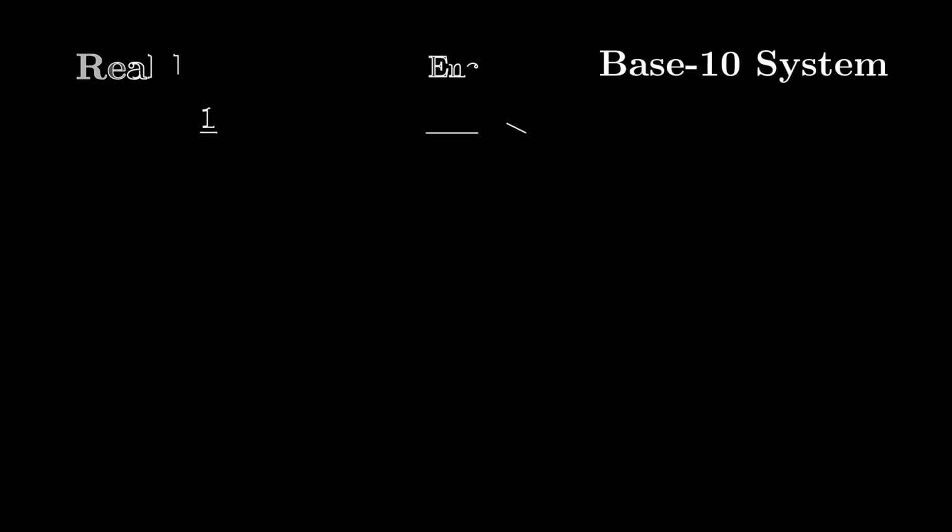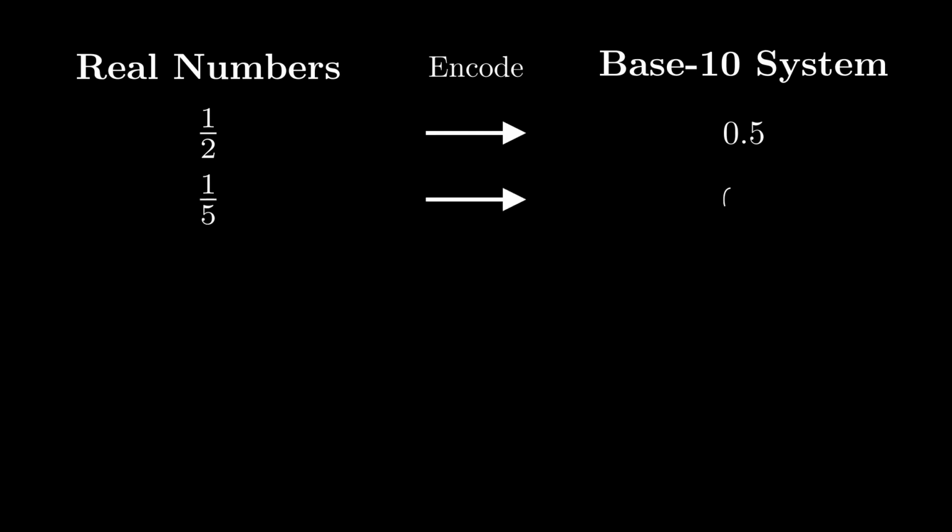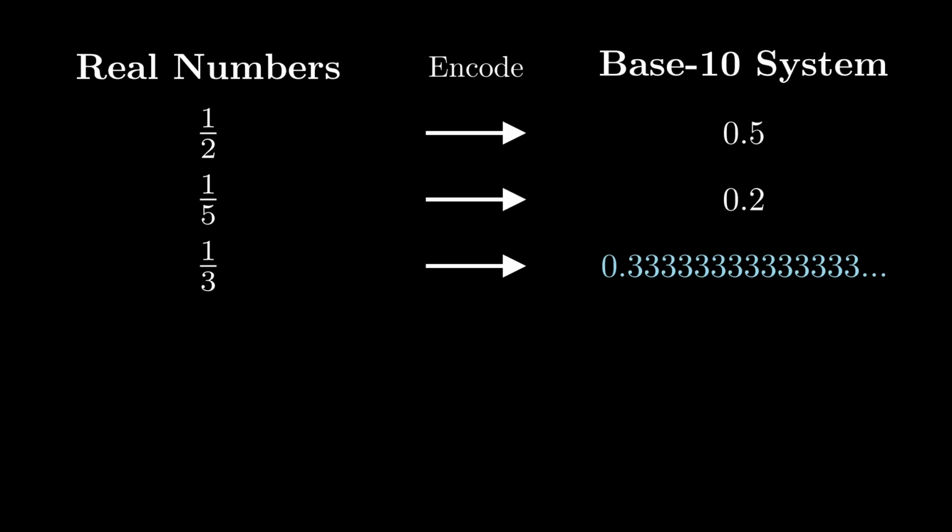If I tell you to represent or encode the value 1 over 2 in this system, it's pretty easy, right? It's 0.5. 1 over 5 is 0.2, great. What about 1 over 3? How would you represent this value using the base 10 system? Well, you could type out 0.3, but that's not really correct, is it? 0.33 is better, but still way far off. You can keep on adding 3s and you'll certainly improve the precision of your response, but you will never be able to represent the exact value of 1 over 3 using the base 10 system while writing this value on a finite set of papers.